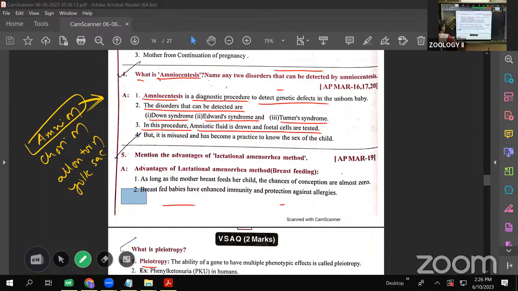With this amniotic fluid, we can detect disorders like Down syndrome, Edwards syndrome, and Turner syndrome. Three types of syndromes we detect by this one. In this procedure, amniotic fluid is drawn and fetal cells are tested. Clear? But it is misused. Amniocentesis is mainly helpful in the fetal stage only. Any genetic disorders that are there, we will detect by this method. Clear?